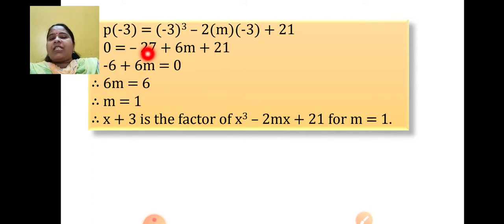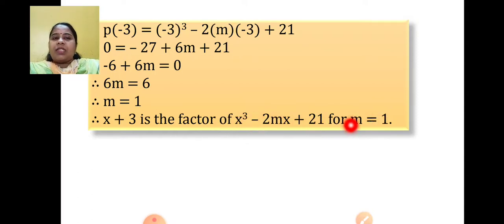Why? Because 27 is a greater number with a minus sign. So 27 minus 21 is 6, and since 27 is the greater number, it will be minus 6. Minus 6 plus 6m is equal to 0. Shift this minus 6 to the other side. It will become 6m is equal to 6. m is equal to 1. This is what I was supposed to find out. It was given that it is a factor and I was supposed to find out the value of the constant that is used in the polynomial. So what is that? 1. Final answer: x plus 3 is a factor of this polynomial for m is equal to 1.